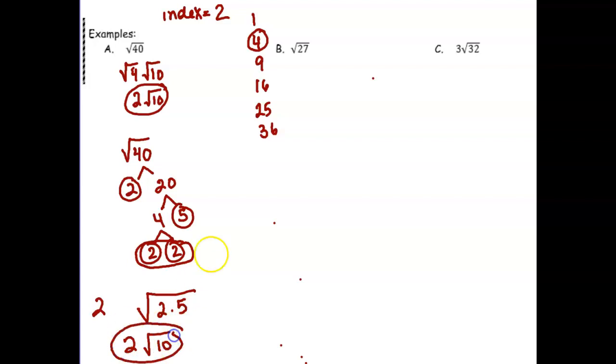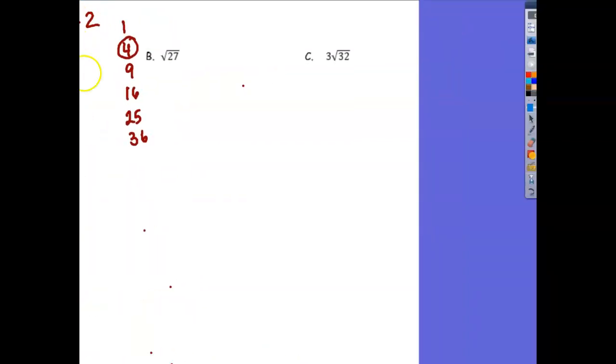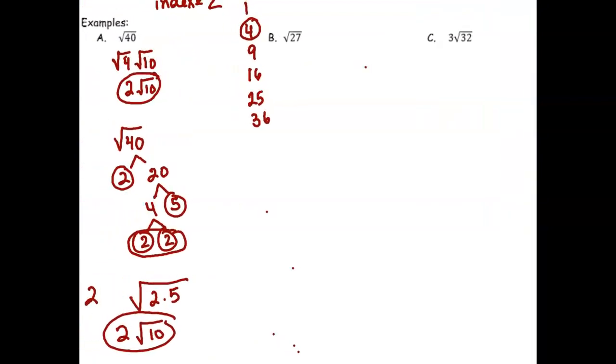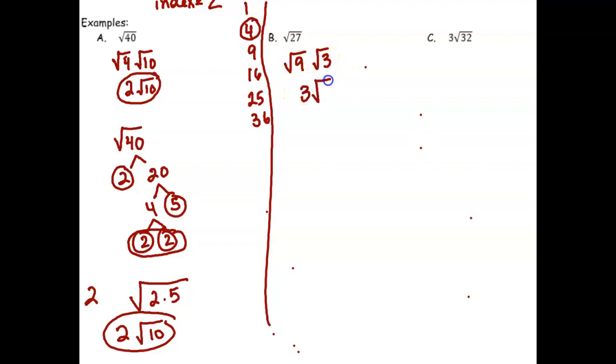So see how we got the same answer doing it the two different methods. All right. If I looked at B, 27, and I looked at the largest perfect square factor, I'm going to see that 9 is a factor. So I could represent this as radical 9 times radical 3. 9 times 3 is 27. Well, since 9 is a perfect square, I would take the square root of it and I would get an answer of 3 radical 3.